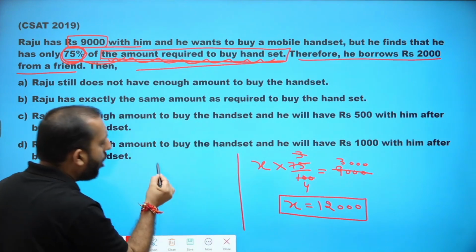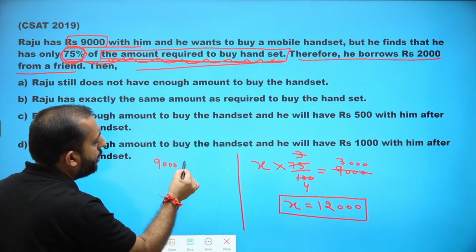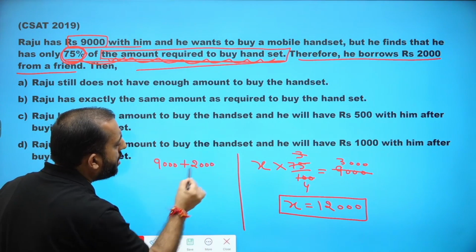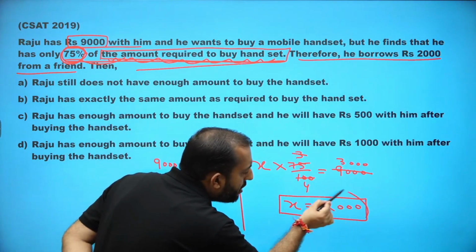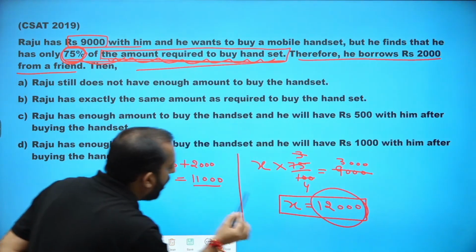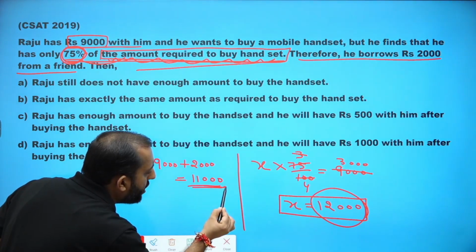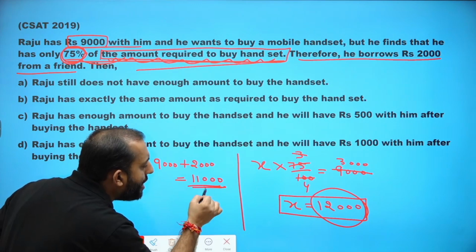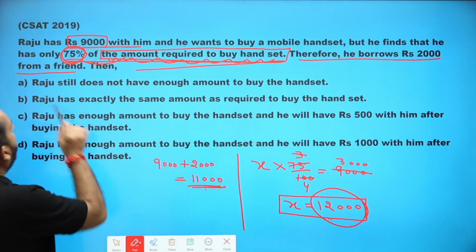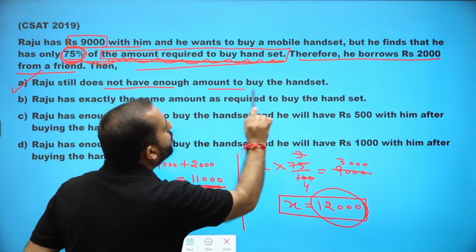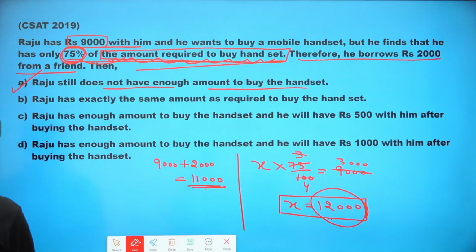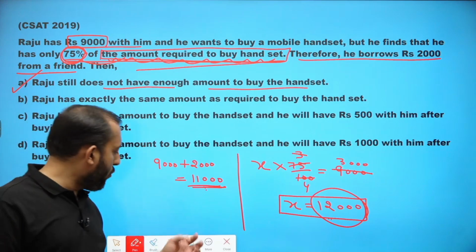Now he already had 9,000, he borrowed 2,000. Now the total money with him is 11,000, but the total required money is 12,000. So after borrowing his sum is still less than the required money. Hence option A is the right choice. He still does not have enough amount to buy the handset. Kindly write it down. Okay, now let's move on.